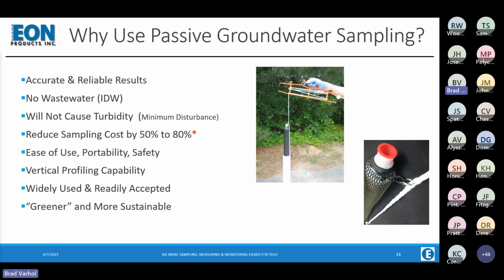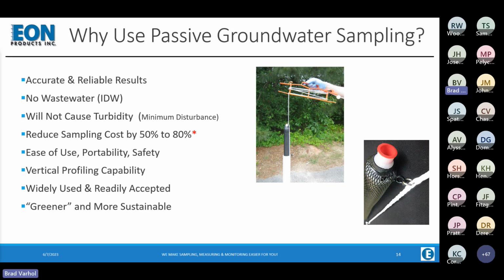So why would we want to use passive groundwater sampling? Well, we're going to address some of the problems with purging, but let's go down this list quickly. Over the last 25 years, there have been millions of samples taken that have demonstrated that we have both accurate and reliable results using passive sampling. There's no wastewater, think of PFAS again, that's because we're not purging, we don't create the wastewater. It does not cause turbidity because there's a minimum of disturbance when the sampler is installed and then the sampler is left there so that things can quiet back to ambient conditions.